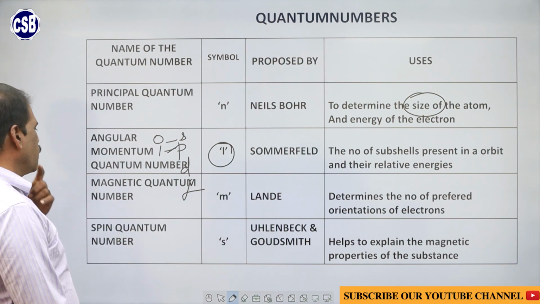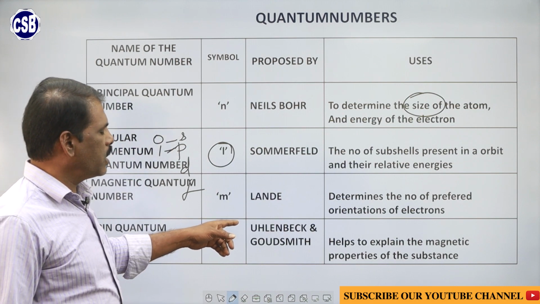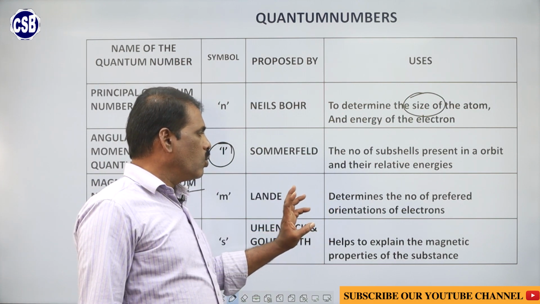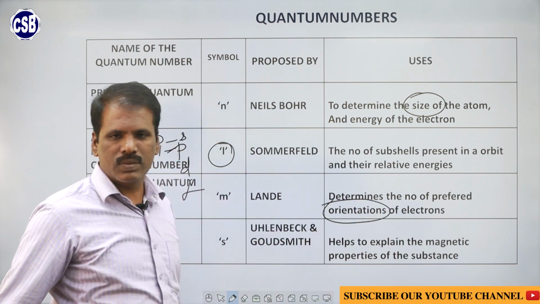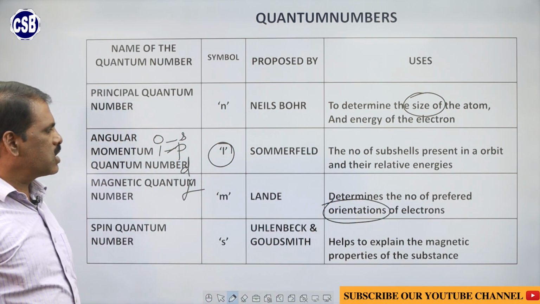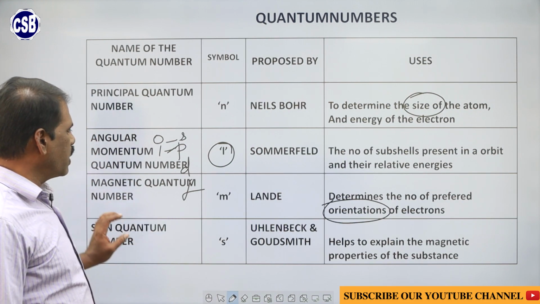Okay, so the next one is magnetic quantum number. The symbol is M. It was introduced by Landau, and it determines the orientation of the electron, that is, in which direction the electron is revolving around. So in which direction the orbitals are located, that will be determined by the magnetic quantum number.